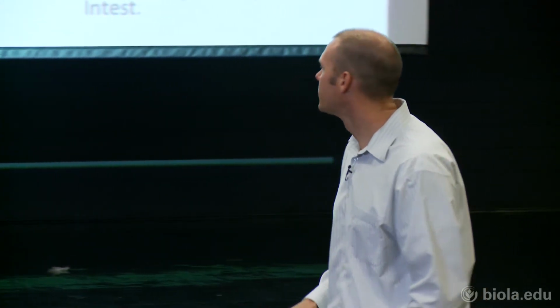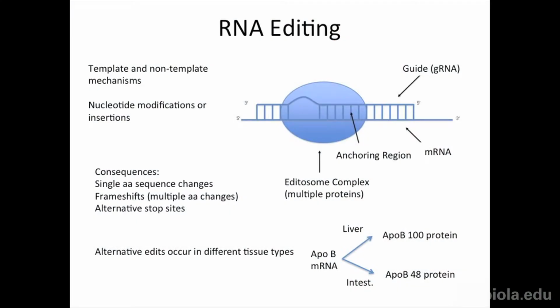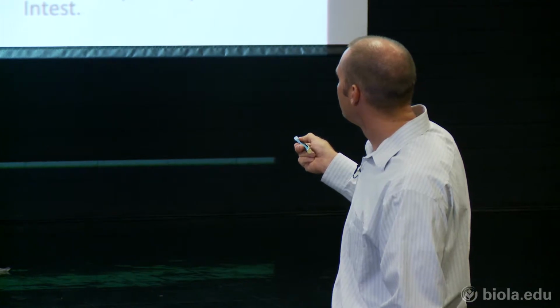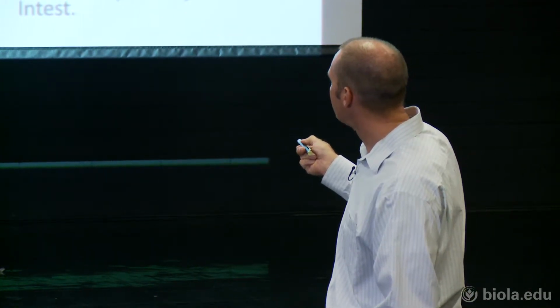Here's an example of an alternatively edited gene in your body. There's a gene called apolipoprotein B. It's a protein that holds fats. It's a lipoprotein that helps transport fats around in your tissues. It's in the liver. It's not edited, so it creates a 100 amino acid long protein in the liver.